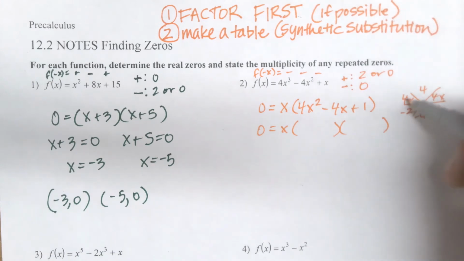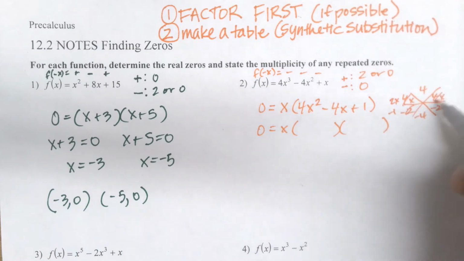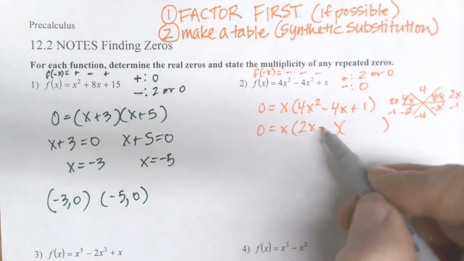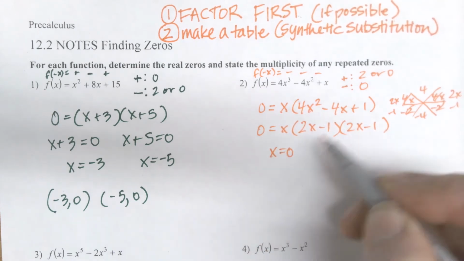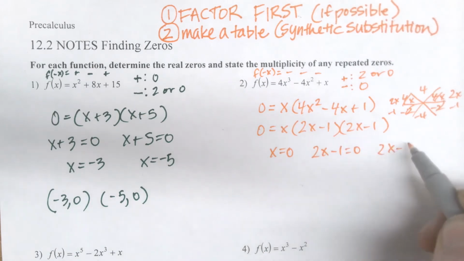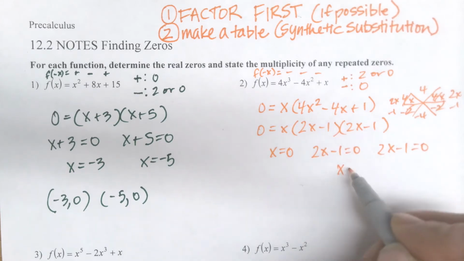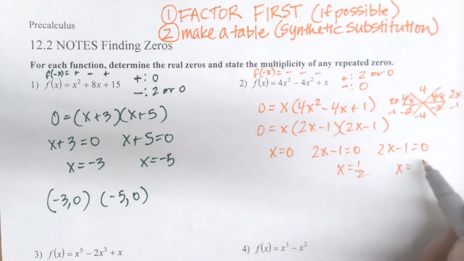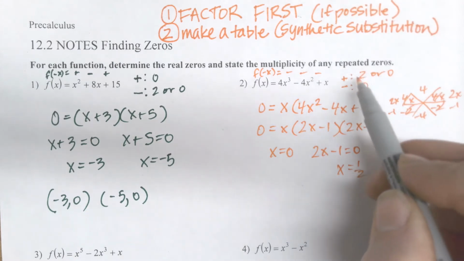Remember, this can be reduced, so this is 2x and negative 1. Same thing on the other side, 2x and negative 1. So I have 2x minus 1, 2x minus 1. So when I set that all up, x is 0, 2x minus 1 is 0, 2x minus 1 is 0. This is a repeated 0. X equals 1/2. So those make up my two positive zeros.